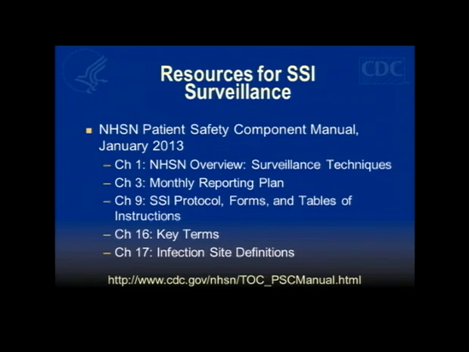And then Chapter 9, which is where the protocol is currently, and we will be adding the forms and the tables of instructions to that chapter. So a new format for the patient safety manual will be to have the protocol, the forms, and the tables all together in the one place for you. Chapter 16 still includes some key terms that you'll want to make reference to, and obviously you also need the infection site definitions, which will be in Chapter 17.